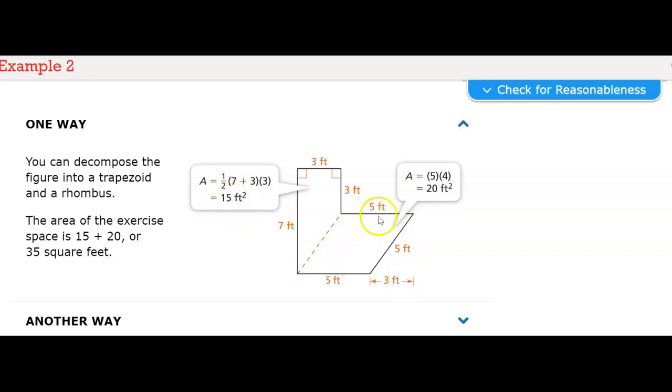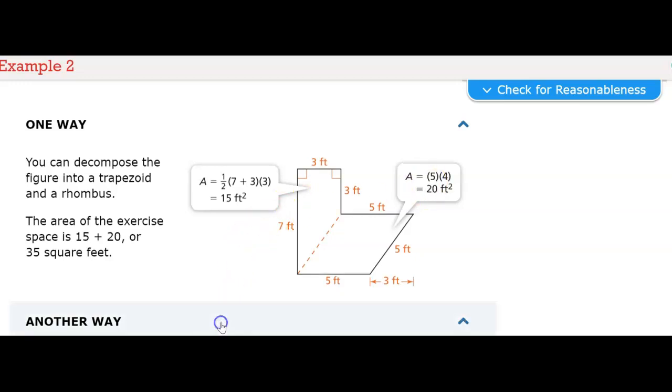And then for a rhombus, it's area equals base times height. So all of the sides are the same length. And so we have 5 times, I'm sorry, they're not all the same length. My apologies. The height of this is 4. And so base times height is 5 times 4, and you get 20 feet squared. And then when you add them together, you get 35 square feet total.